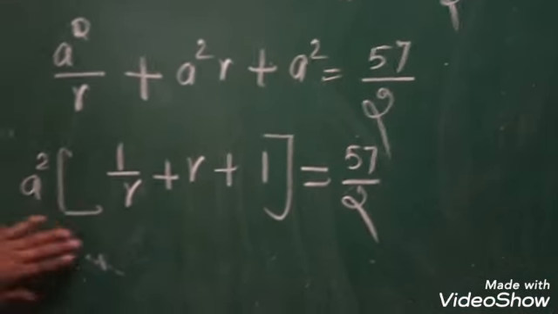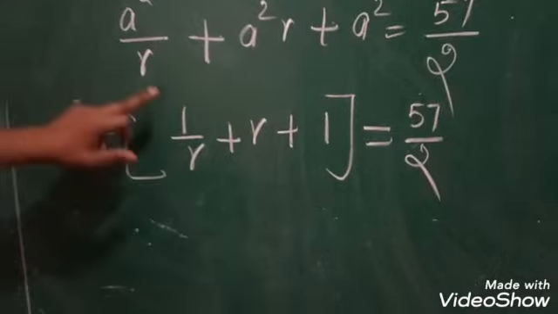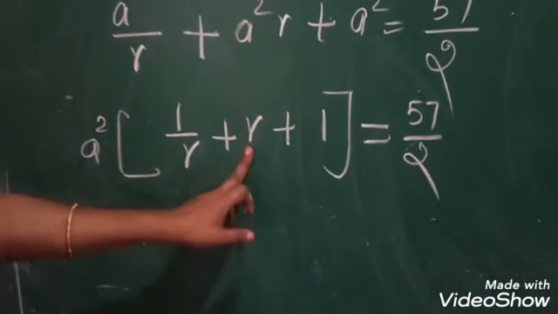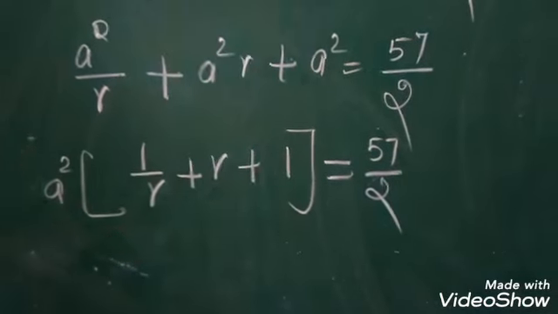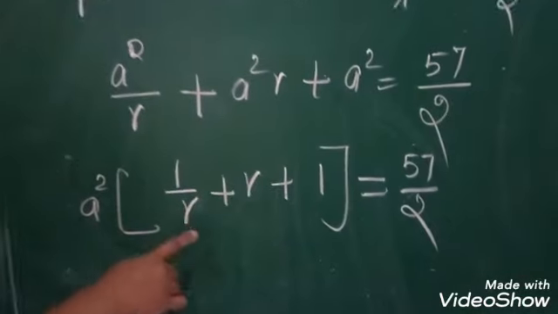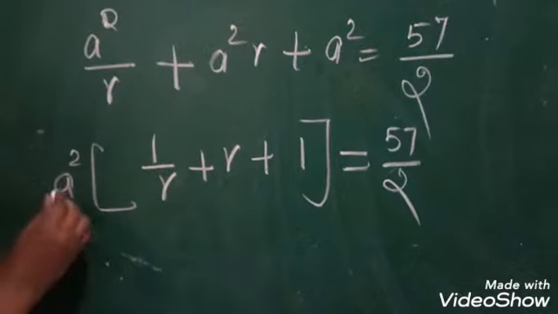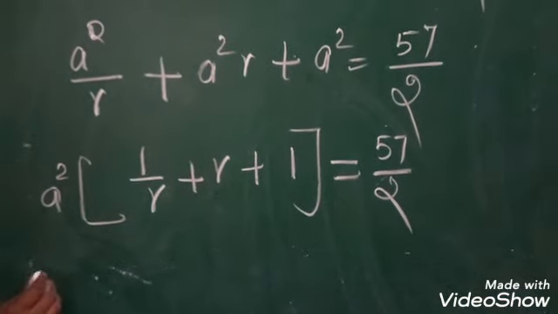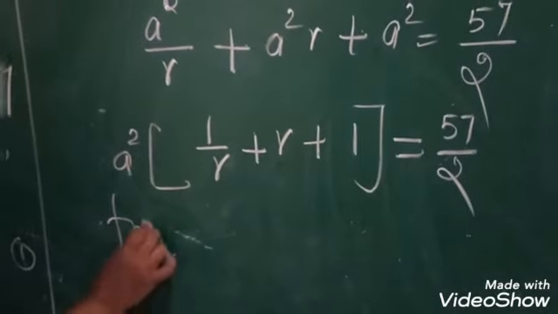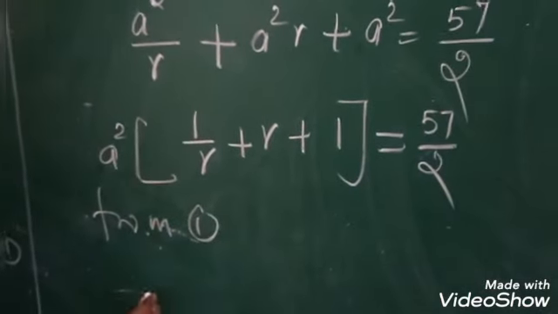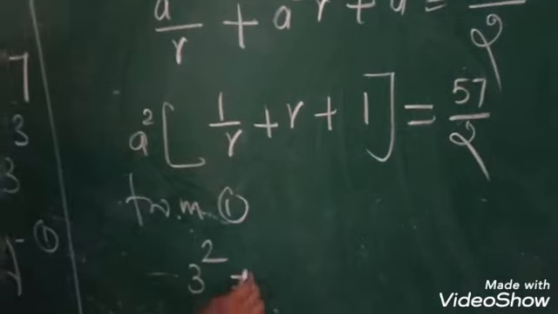Now have you all understood this step? A squared I have taken, so 1 by r. A squared taken, so r is here. The remaining here, a squared taken means here we replace with 1. Now you have to simplify using the common denominator. We know the value of a. From the first condition, the value of a is 3. Okay, 3 squared you have to substitute.